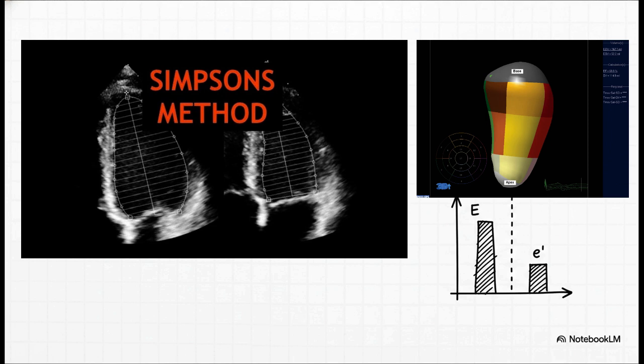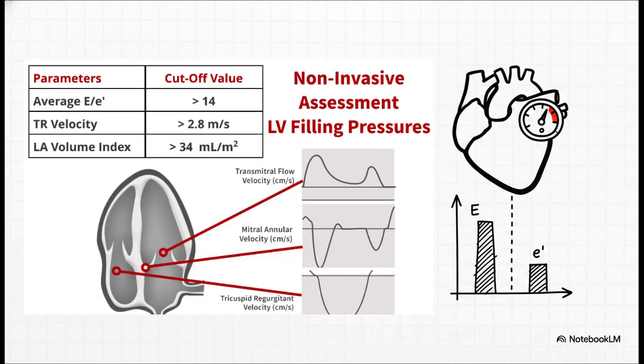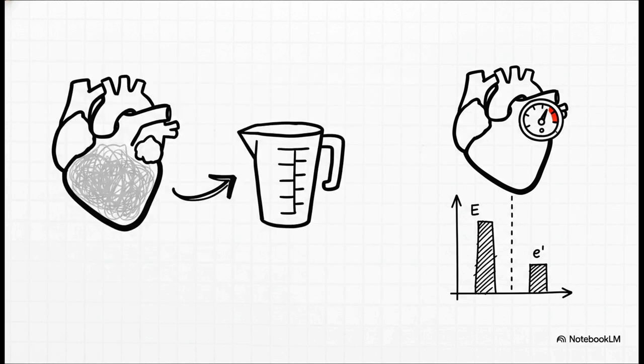The other way is to estimate the filling pressures, and for that, we come back to our old friend, the E over E prime ratio. It correlates incredibly well with left atrial pressure. If that ratio is high, you can be pretty sure your filling pressures are high.